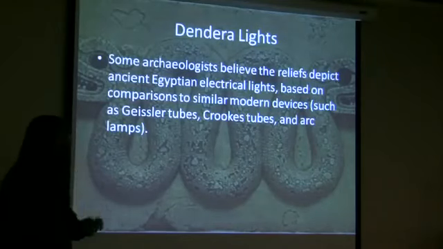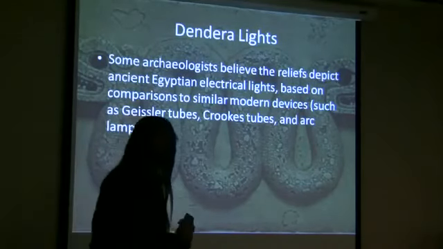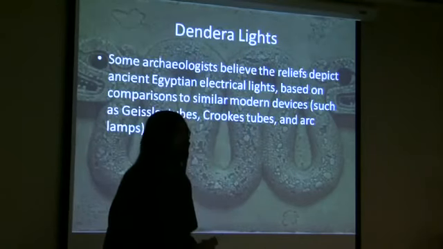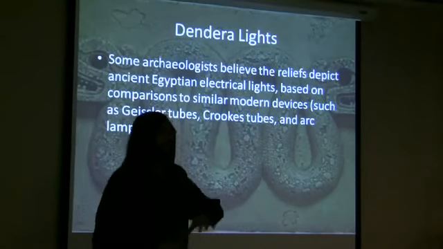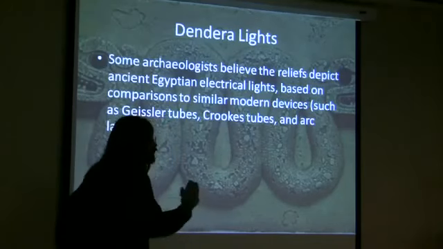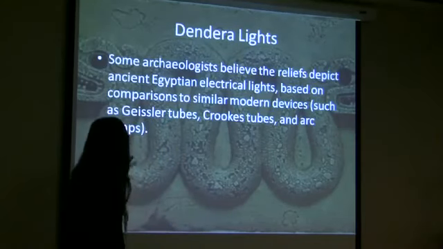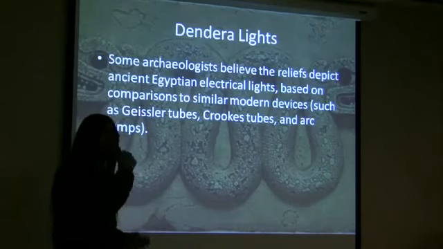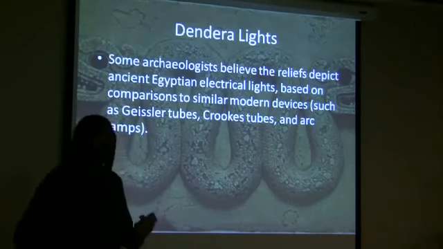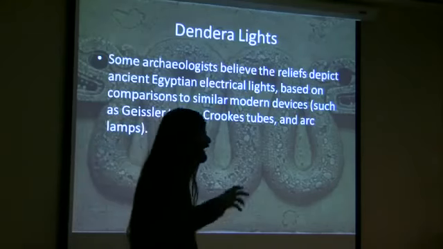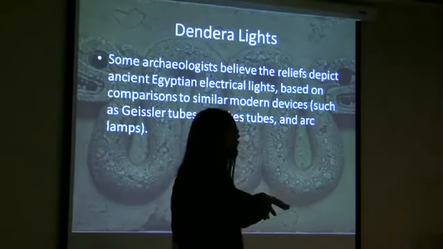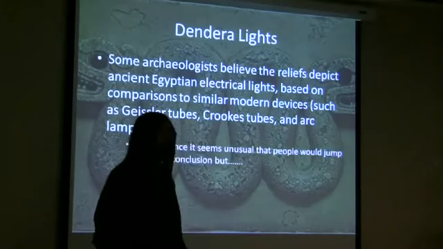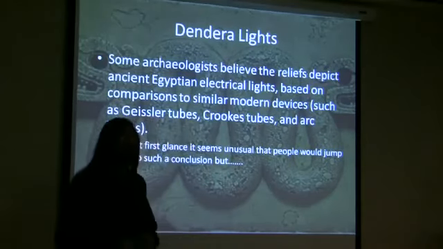Some archaeologists believe those pictures you just saw depict ancient Egyptian electrical lights. Why? Because the image that you saw bears a striking resemblance to Geissler tubes, Crookes tubes, and arc lamps. They're basically modern, powerful lights that we have. Okay, so some of our earlier light technology that we used, especially in the 1920s to the 1940s, resembled those pictures a lot. That seems like a strange conclusion to jump to.